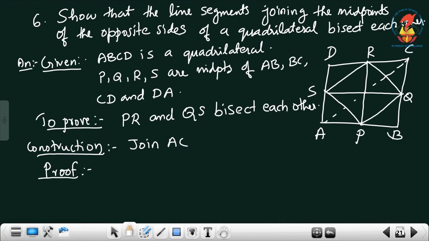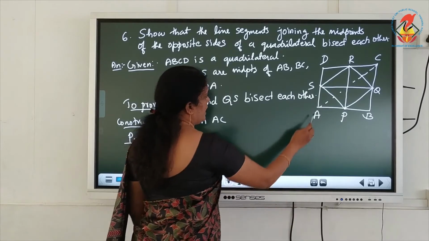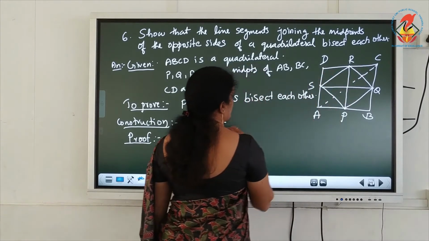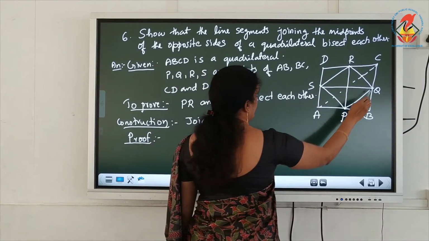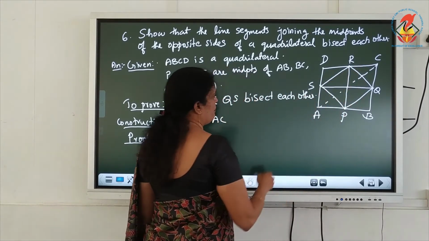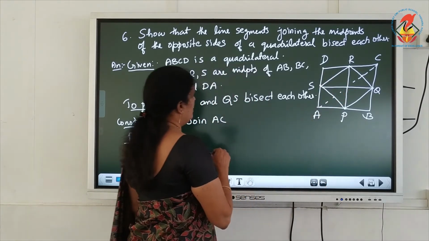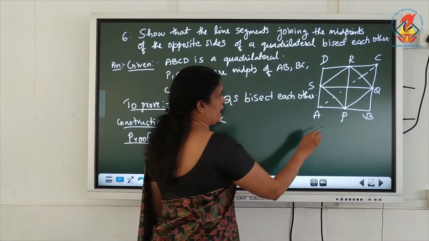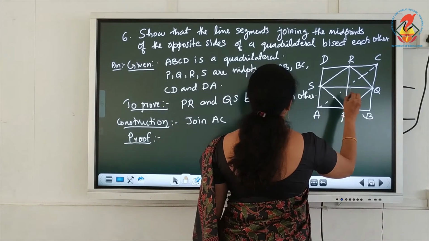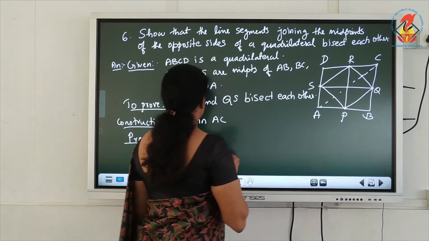Question number 6. Show that the line segments joining the midpoints of the opposite sides of a quadrilateral bisect each other. ABCD is a quadrilateral. P, Q, R, S are the midpoints of AB, BC, CD and DA. Here we need to prove that PR bisects SQ.